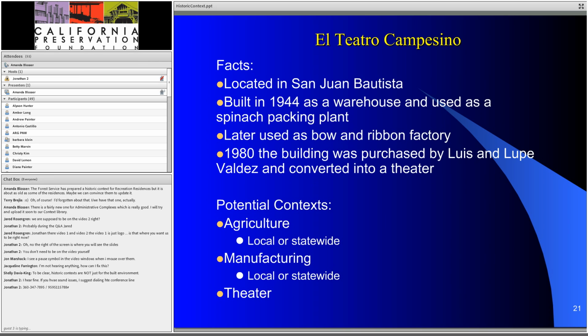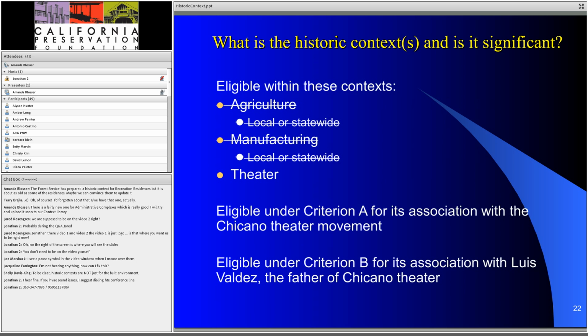So I'm going to give you some more hints here. The context that we're really looking at this point is theater. Within the context of agriculture, yes, it was used for a spinach packing plant, but it doesn't appear that it was any different than in a lot of the other warehouses there. Manufacturing, I think the bow and ribbon factory was only there for a few years.